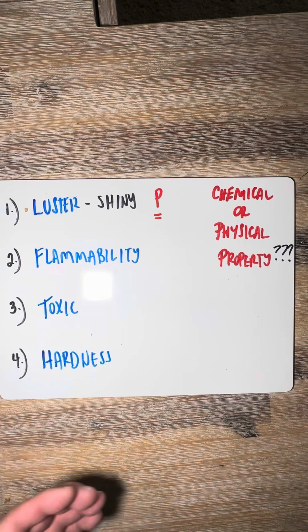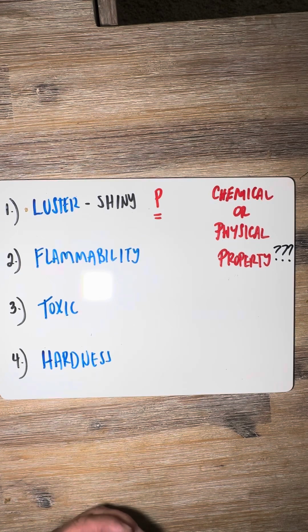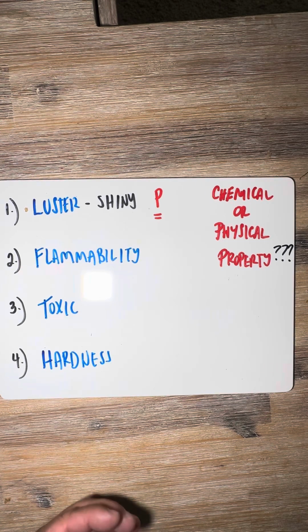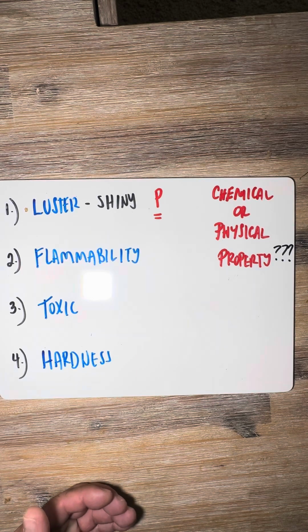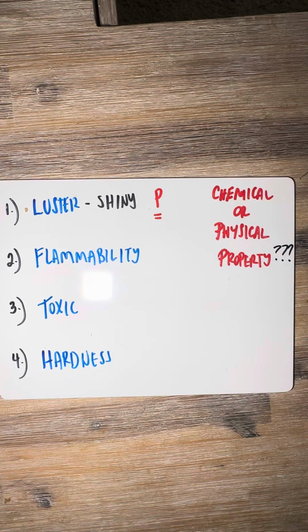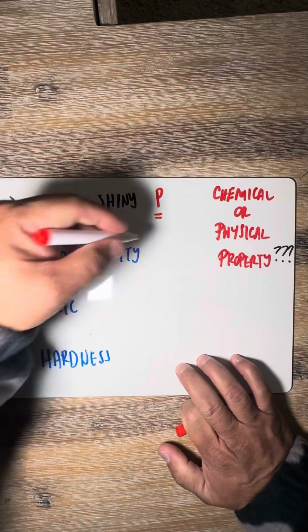So the opposite of physical property is chemical property. Therefore, flammability is a chemical property, because you cannot simply know whether something is flammable or not by simply looking at it or touching it. So this is a chemical property.